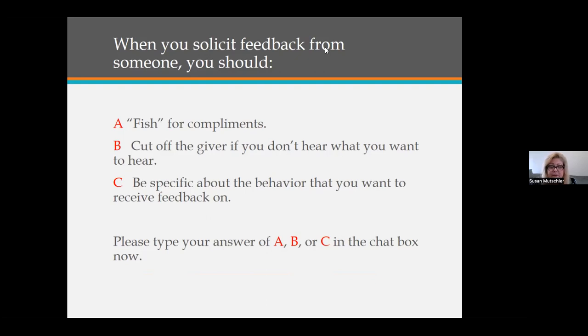Go ahead and type A, B, or C in the chat box if you want. I see a lot of people getting this right. Good job, everyone. Good job. C. C is the correct answer.